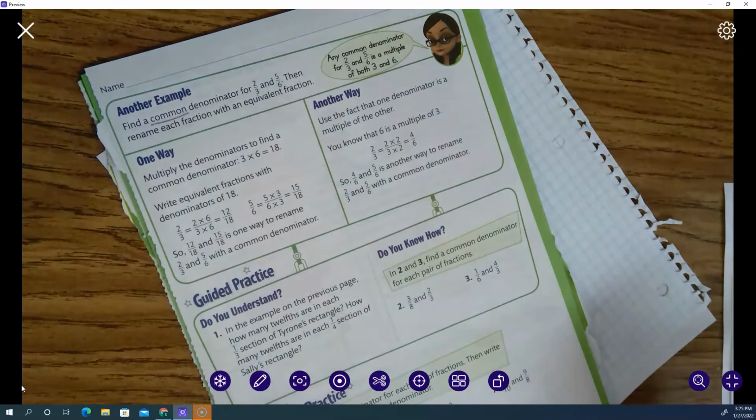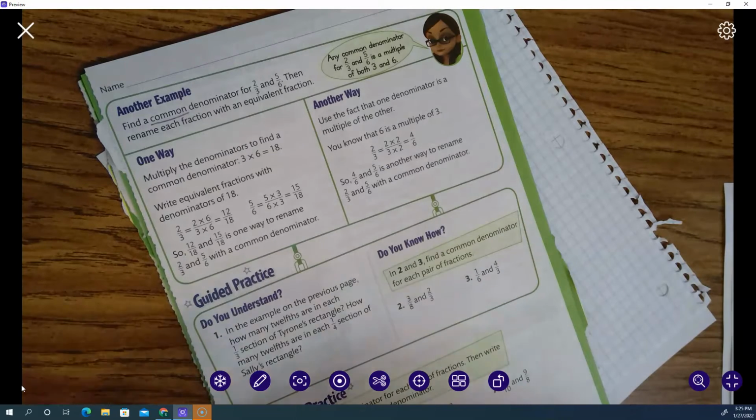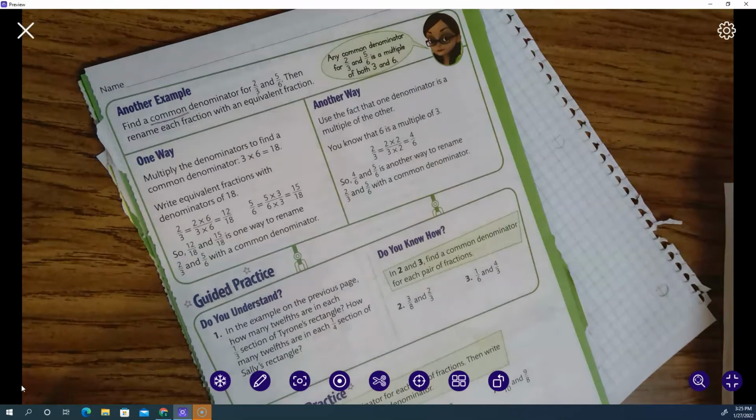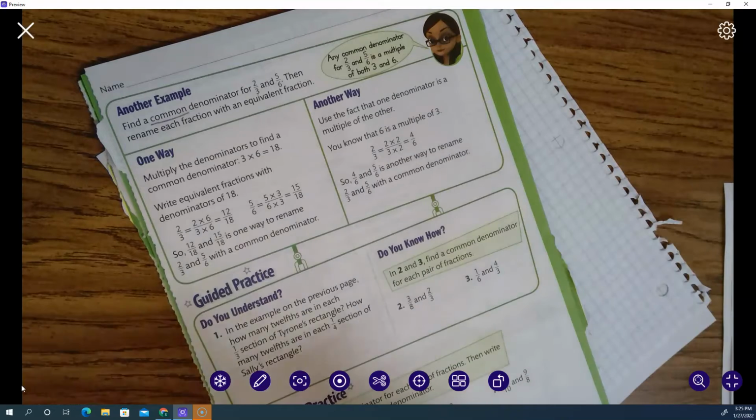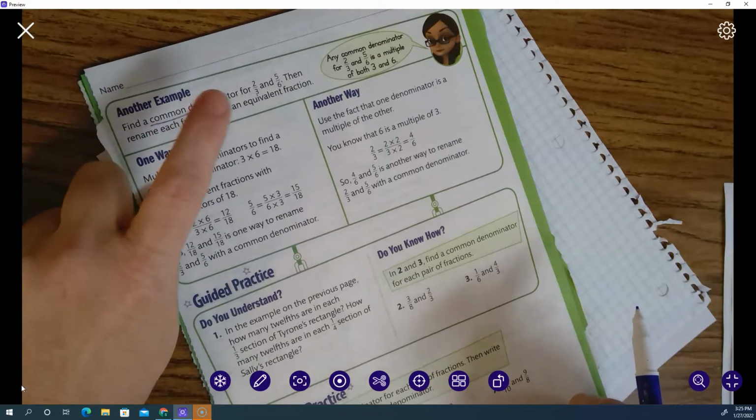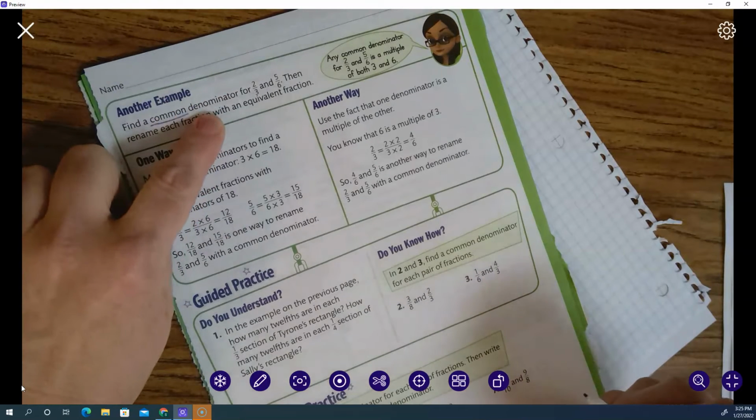What does that word common mean? Well, the word common means they're similar or they're alike, right? If you have something in common with your best friend, you like the same things. Maybe you both like pepperoni pizza, or you both are really into playing Minecraft. That's something you have in common. So if it's a common denominator, that means it's a denominator that's the same.